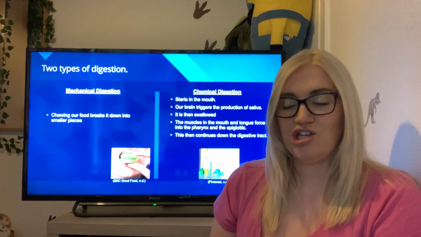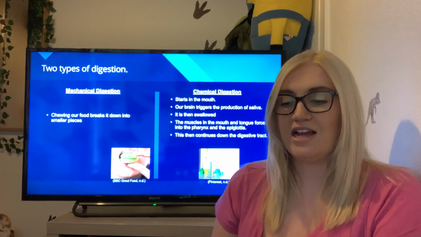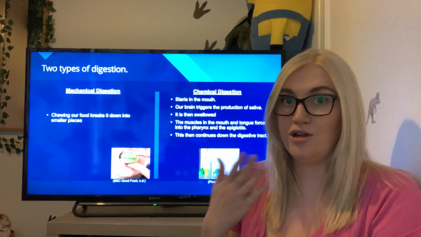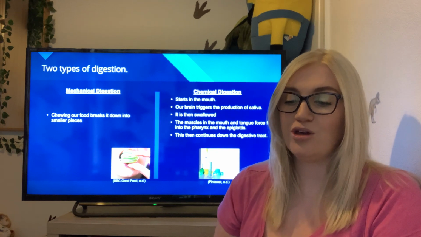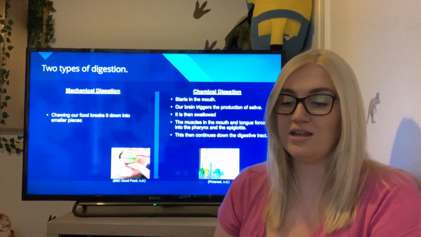There are 2 types of digestion, chemical and mechanical. Mechanical is the digestion that starts in the mouth by chewing, also known as mastication, like we said before. This breaks down the food into smaller pieces. Chemical digestion also starts in the mouth. Our brain triggers the production of saliva.